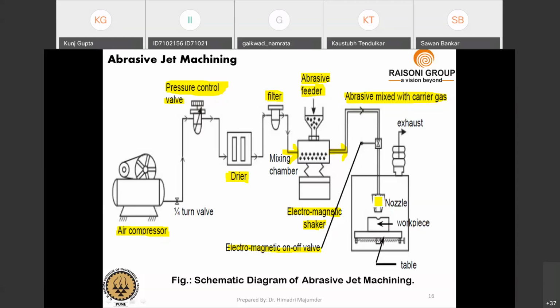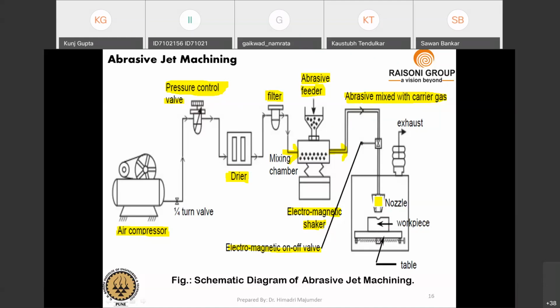On top of that nozzle, there is a workpiece which is fixed in a fixture on a table. You can use different jigs and fixtures, and the table can be moved in the X, Y, or Z direction. You can move your table in that way.